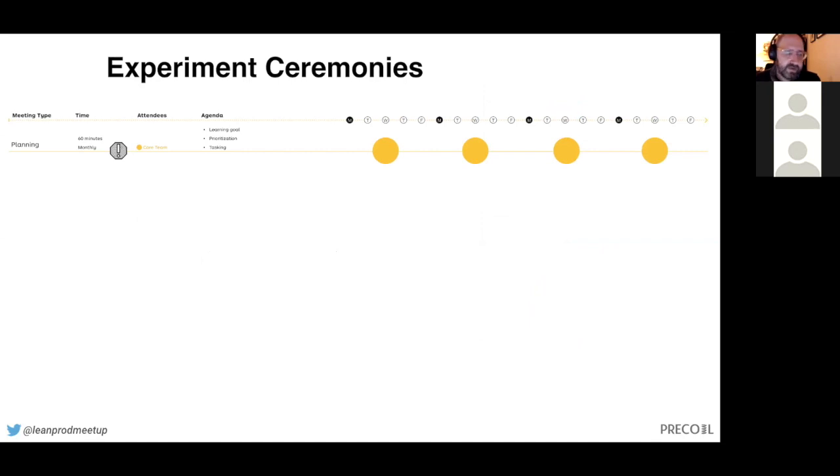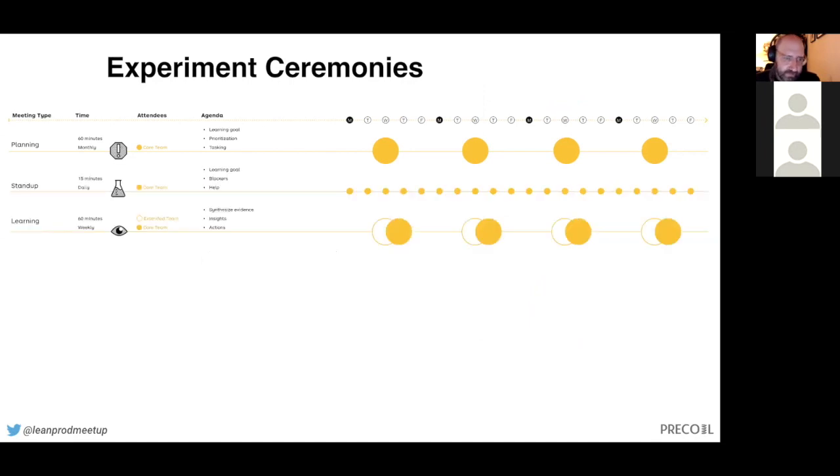So I also talk about experiment ceremonies. This will look very similar to those of you familiar with Agile. Going through, hey, how do we plan? When do we have our stand-ups? How do we have learning meetings, which isn't exactly part of Agile? Retrospectives. How do we do decision-making meetings?